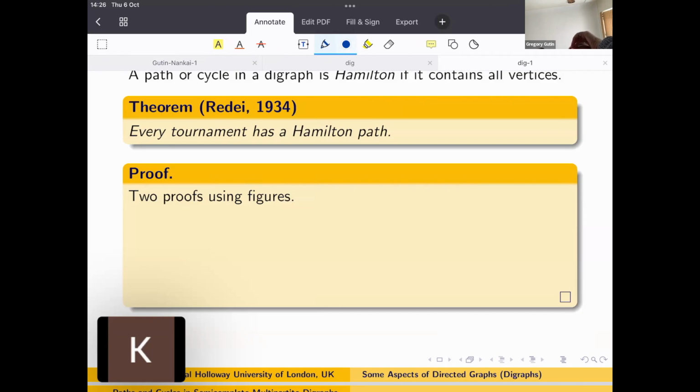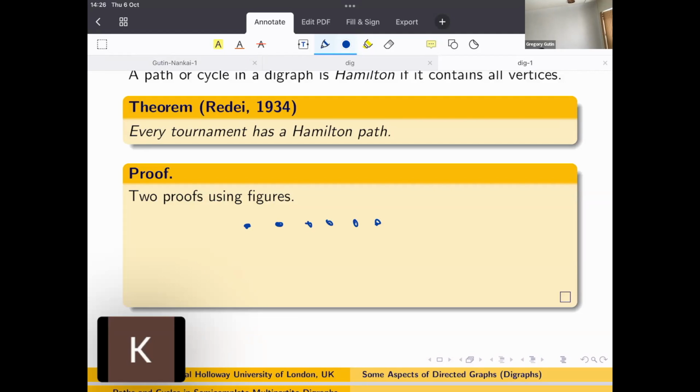So let's look at the first proof, an especially easy proof. Let's take a tournament, and this tournament has, say, several vertices like that. Then we will order these vertices in such a way that the number of arcs going forward, namely from left to right, is maximum possible. That's called the median order. Some people call it a median order. We will encounter median orders later on as well.